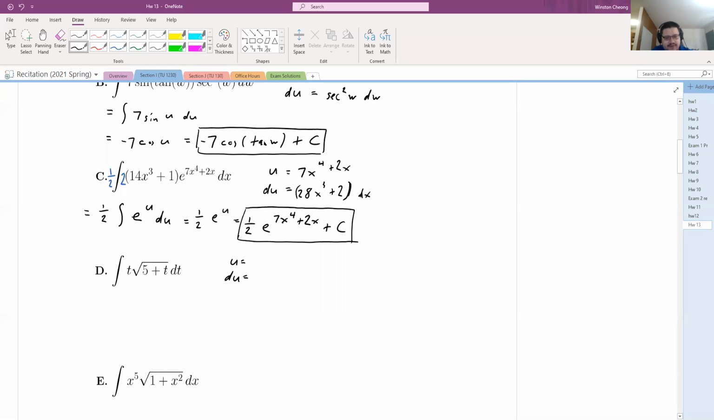Okay, so no one wants to say anything. Well, what you should think is to try using u equals 5 plus t, the thing inside the square root. Okay, then when you take the derivative of this, you'll get dt. So that's going to convert the differential over.